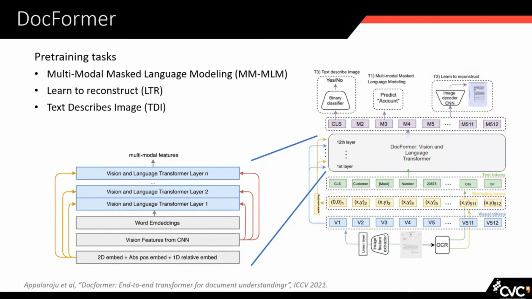The multimodal output of the DocFormer is passed to a decoder, which is tasked to reconstruct the masked image regions with L1 loss. And there is the text-describes-image task, where they replace a random image region from the input, and then the task is to predict if a text token corresponds to an image region or not.